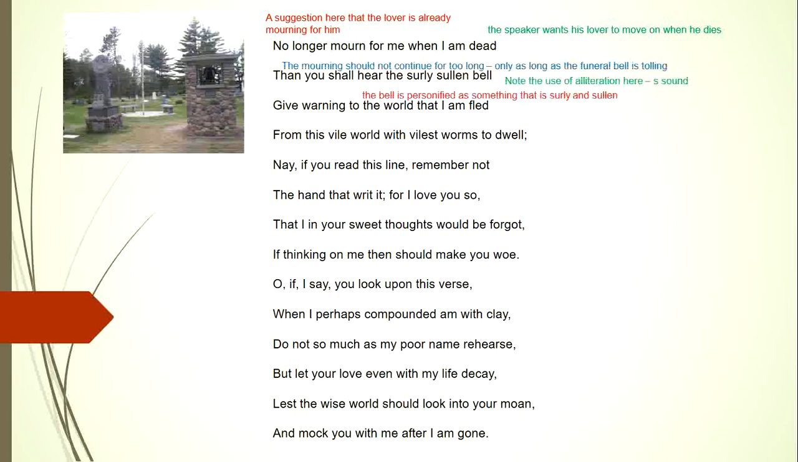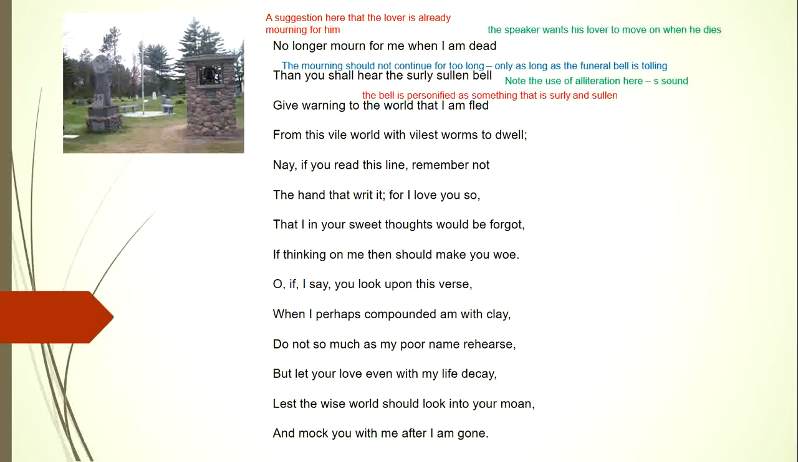Then you shall hear the surly, sullen bell. Now it was the done thing during the Renaissance for the bell to toll once at your funeral for every year that you lived. So what the speaker is suggesting here is that the listener or his lover should only mourn for him as long as that bell at the funeral would toll.